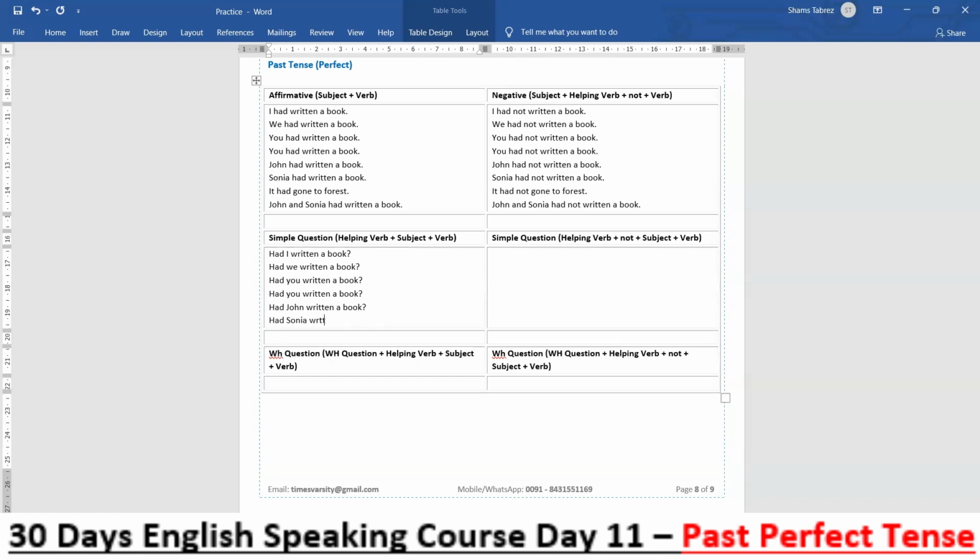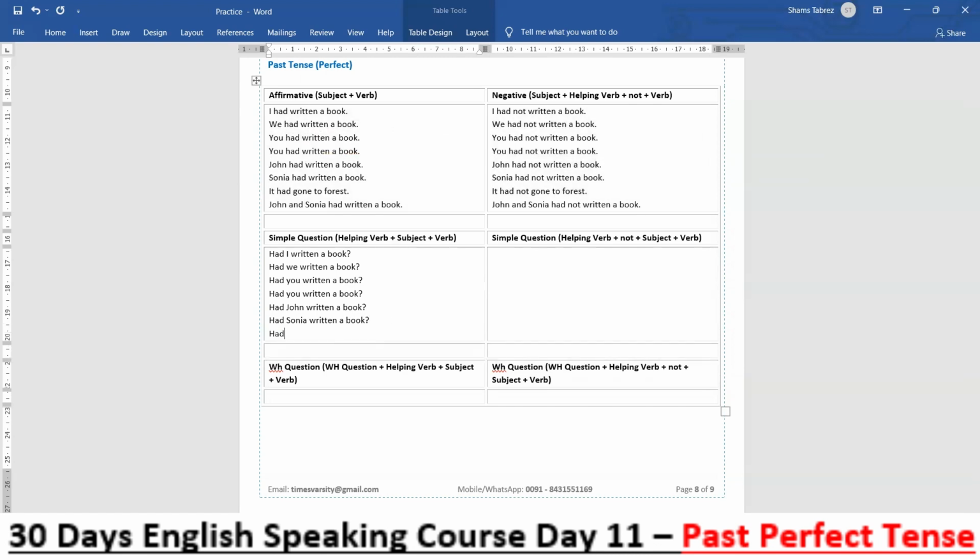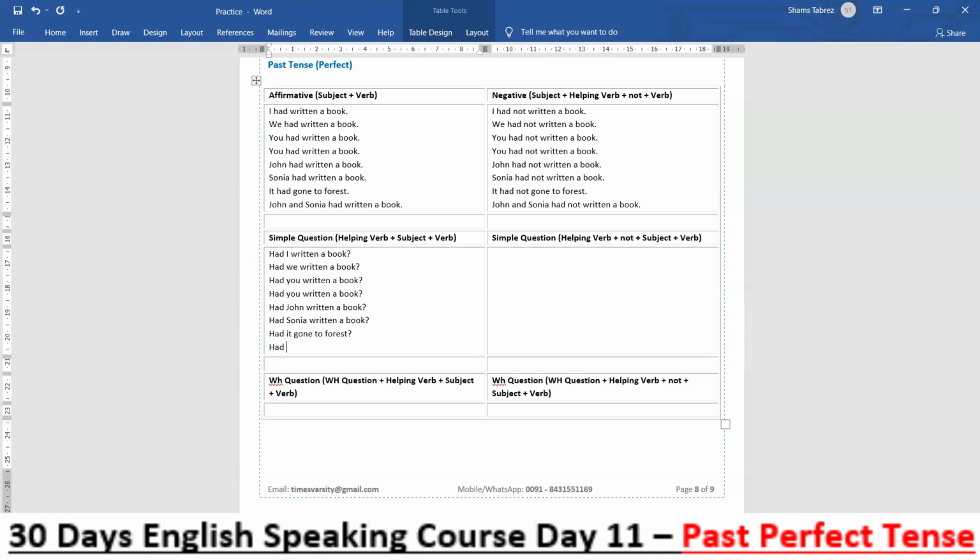When you write the helping verb at the start of the sentence, it becomes a simple question. If you write it in between, it is affirmative. If you include not, it becomes negative. This is how you distinguish. Had it gone to the forest? Had John and Sonia written a book?